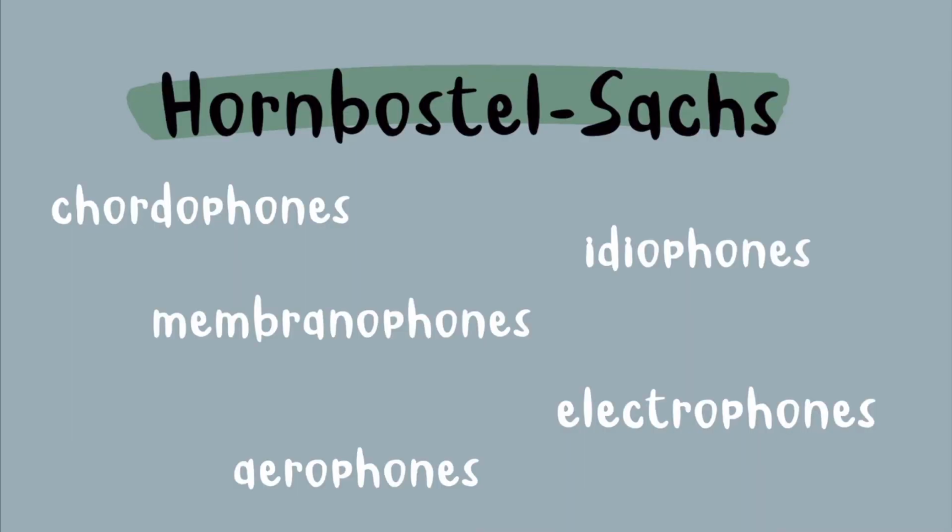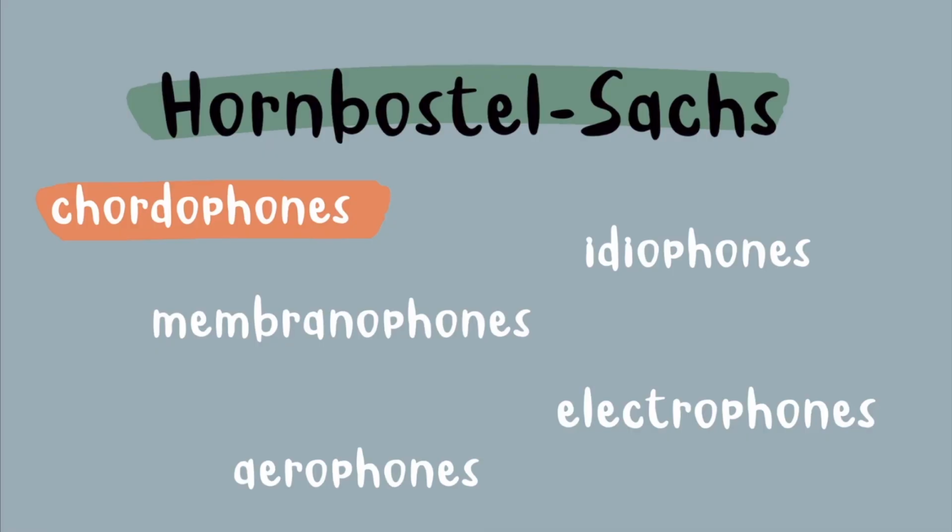You can define them using the Hornbostel-Sachs system, which has chordophones, instruments that make sound from a vibrating string. The string could be plucked, hammered, bowed, so think cellos, violins, double basses, guitars, pianos, all that sort of stuff.